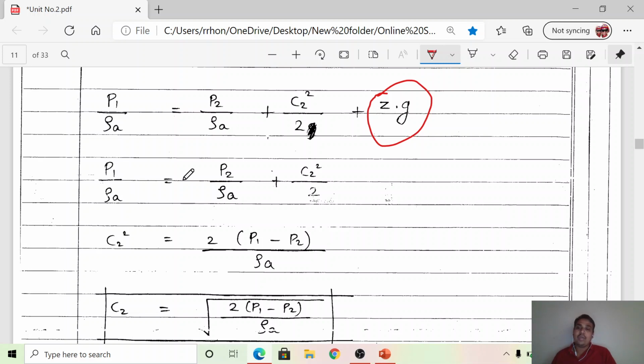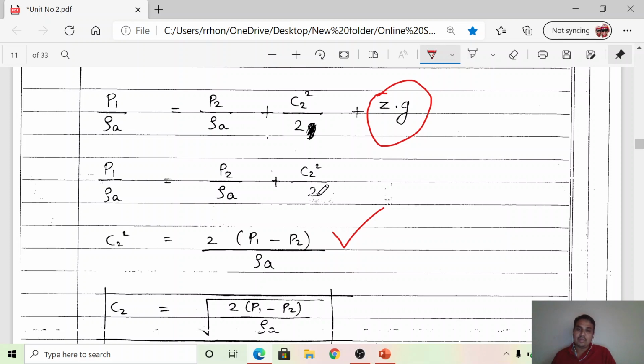P1 by rho A is equal to P2 by rho A plus C2 square by 2. Again, further simplification is possible. So we keep C2 square on one side, and P1 by rho A and P2 by rho A we can take on the other side. So this 2 is again there, and this will be a further simplified equation, because rho A, that is the density of air, is the same base, and this 2 will come to this side.